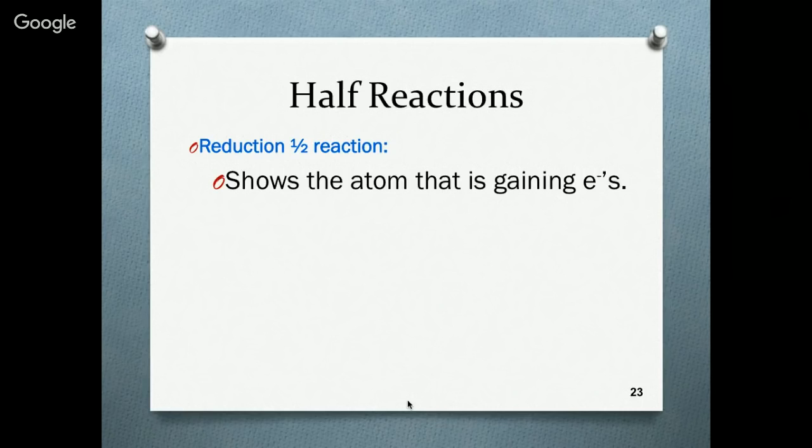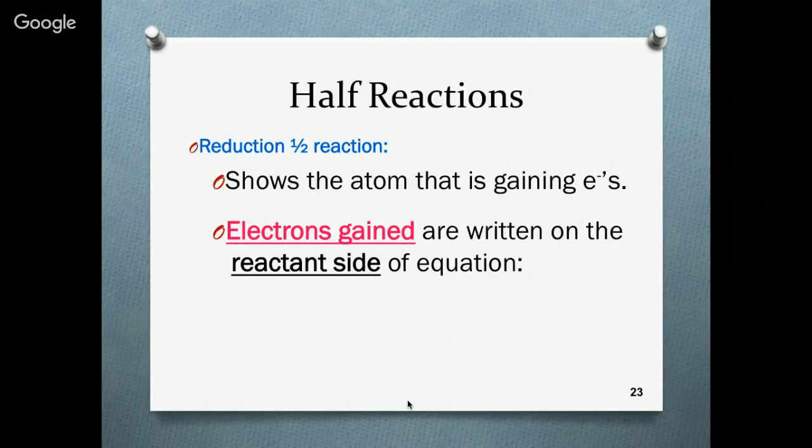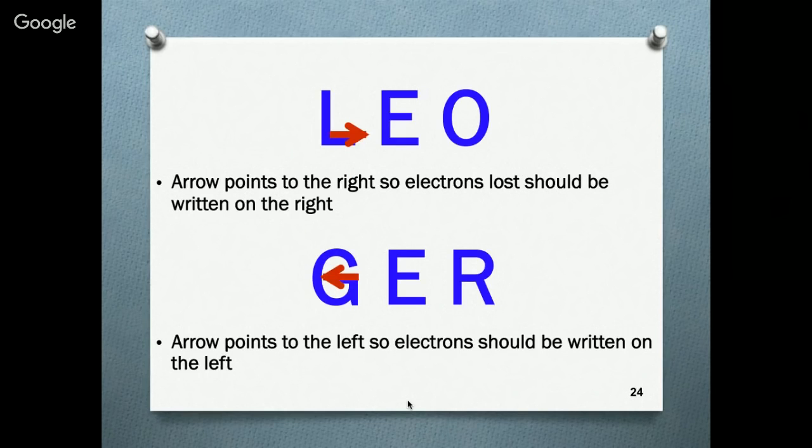For reduction, we show that the species is gaining electrons. Since they're gaining electrons, they're going to be on the reactant side. So here would be an example of reduction: Ca going from +2 to 0, with the electrons written on the reactant side. I also use LEO GER, again keeping with the arrows, because the arrows are useful. For oxidation, the electrons are always on the right side of the arrow. The arrow here is pointing to the right, reminding you those electrons better be on the product side. For reduction, the arrow is pointing to the left, reminding you that those electrons better be on the left side of your arrow.